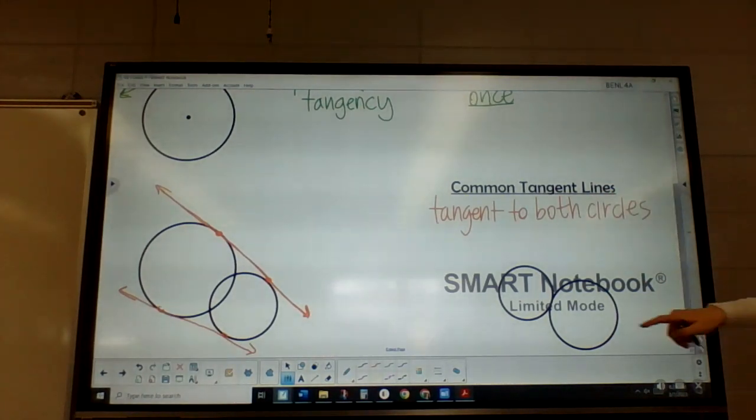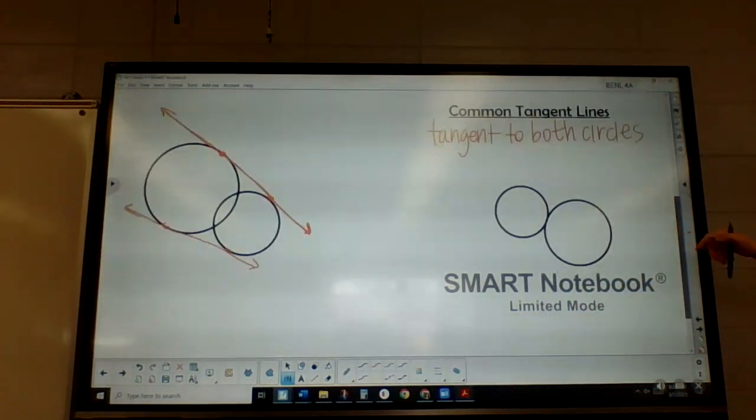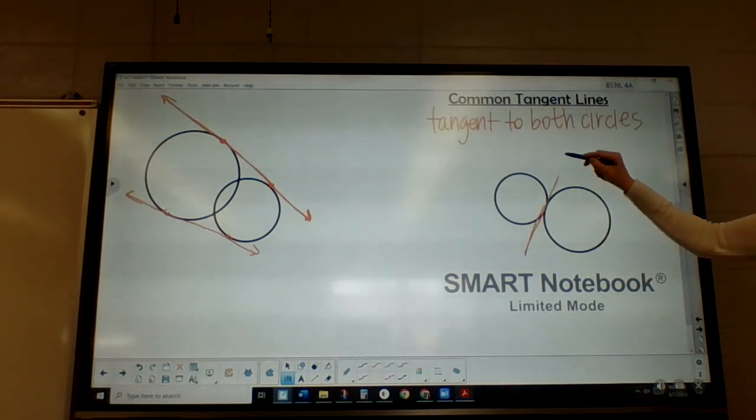Of things that can show up, what it looks like. You can also have a common tangent line like in the middle as well. I can get that to go through the center there.